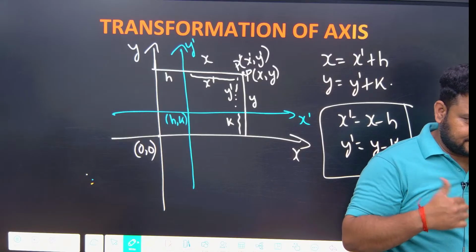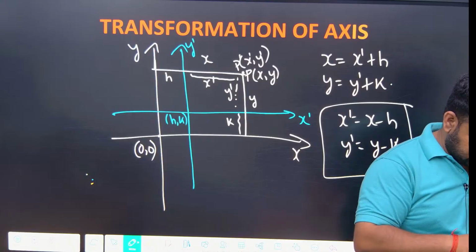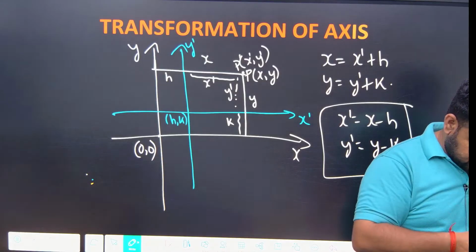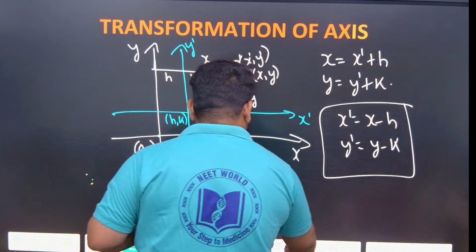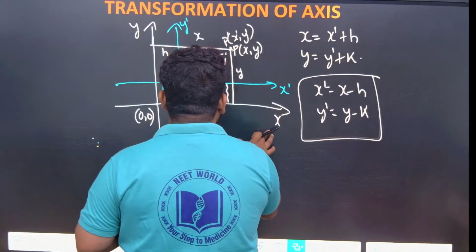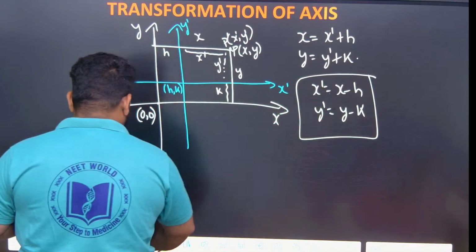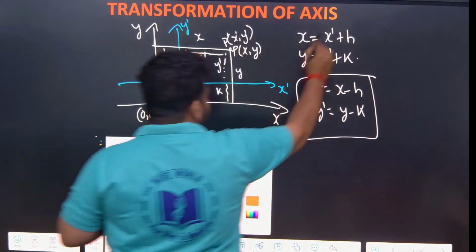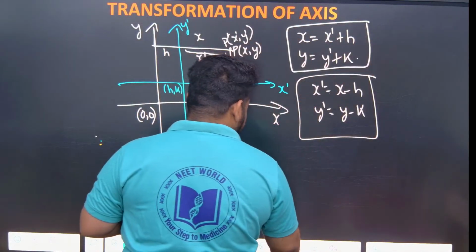Understood how it is happening? This is transformation of axis, not rotation. This is only transformation, not rotation. Now for this, let us take a question here itself. This is important. This box what I have written, both are important. Clear?